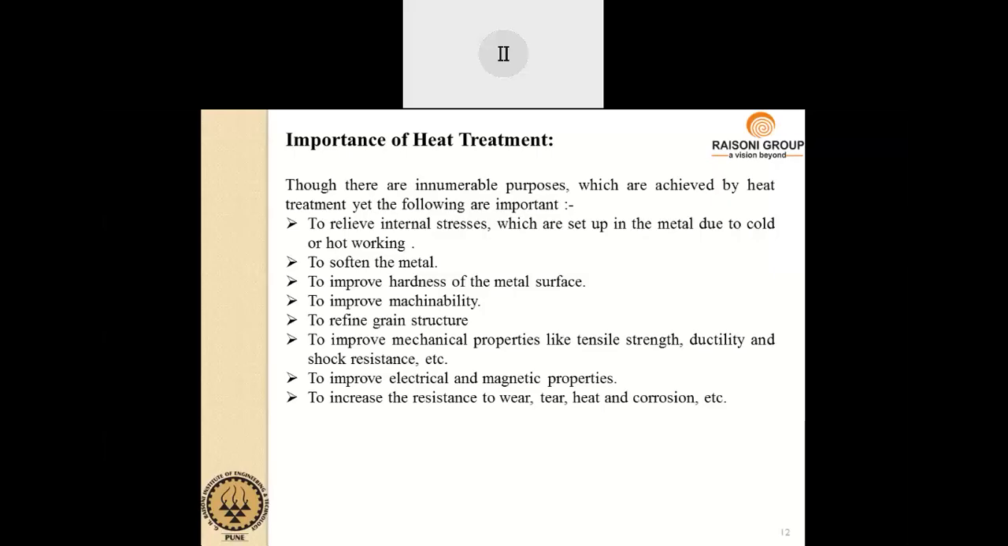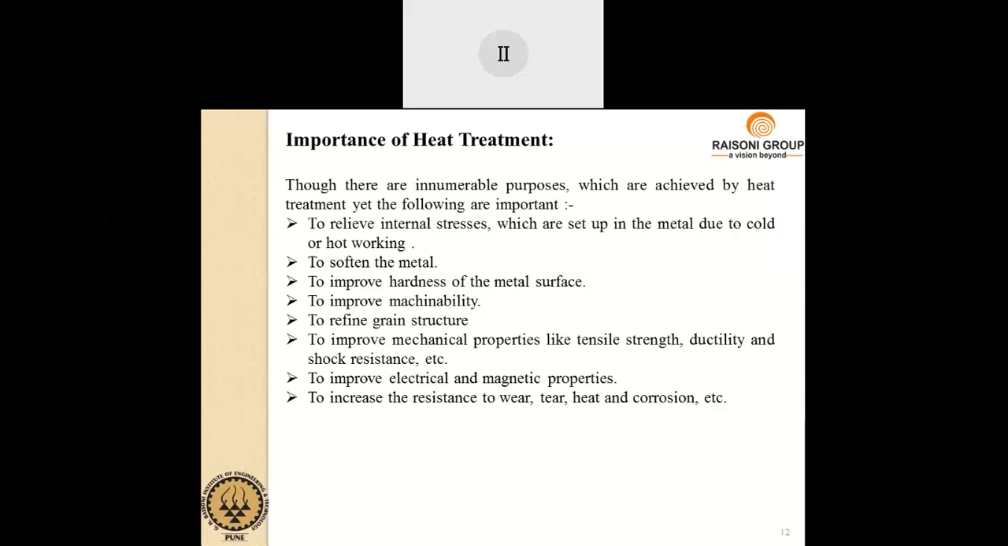It improves mechanical properties like tensile strength, ductility, shock resistance, all can be improved with this method. Increasing the resistance to wear, tear, heat, and corrosion can also be achieved with the proper selection of heat treatment.